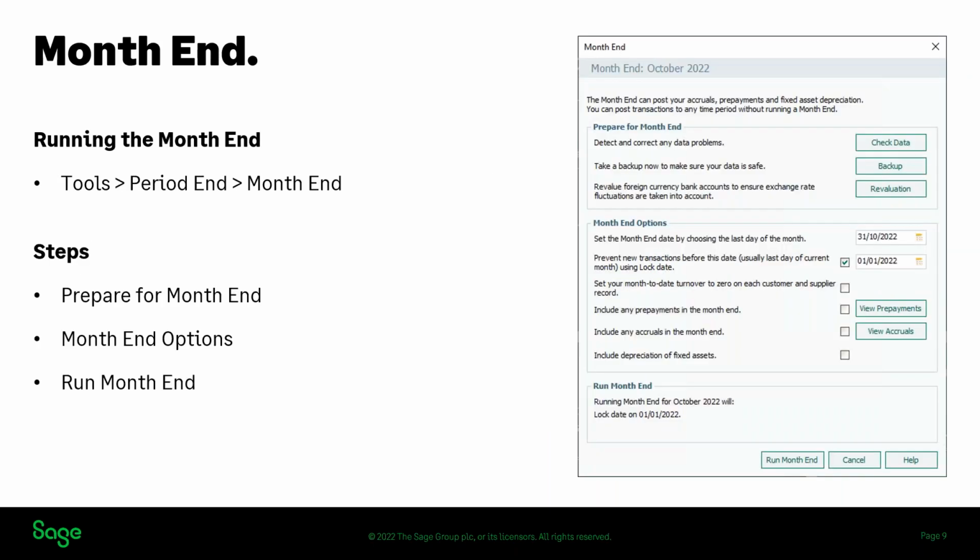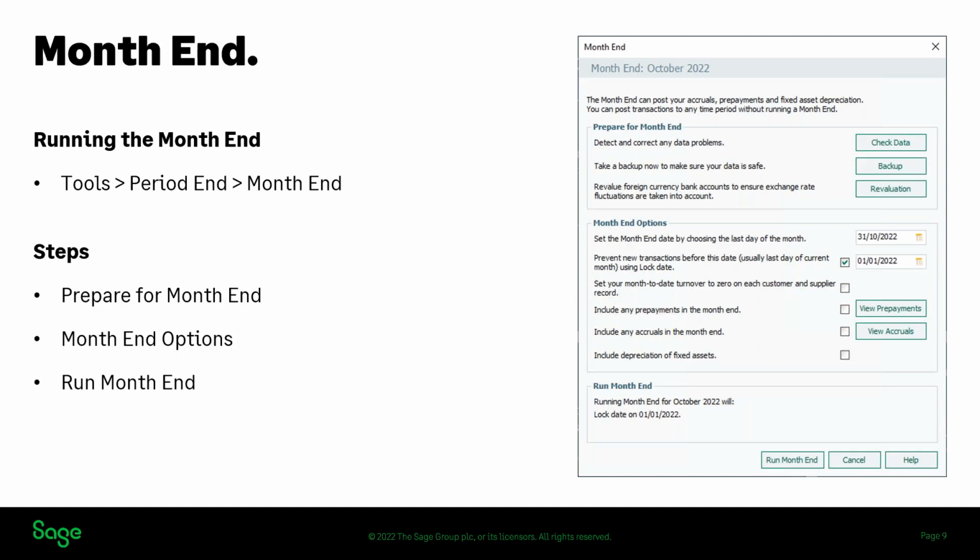Now, assuming you've processed everything and you think, right, I need to run the month end, what does it look like? That's what we're going to run through now. We're going to access the month end option via Tools, Period End, Month End. It'll bring up the screen that I've got on the slide there. We'll go live in the software in just a moment. And it's split into 3 sections, and I'm going to run through those 3 sections just to explain what the options relate to.